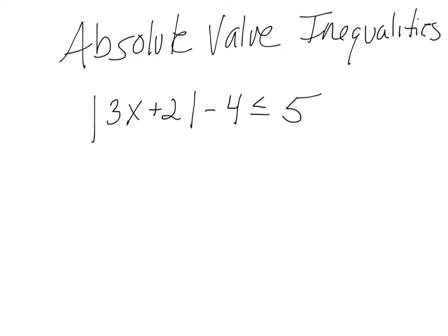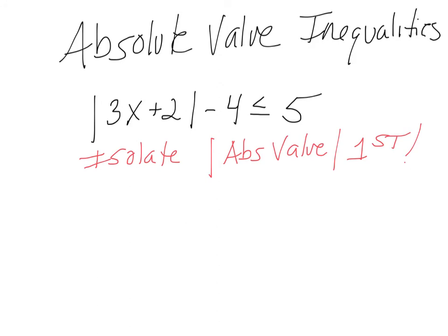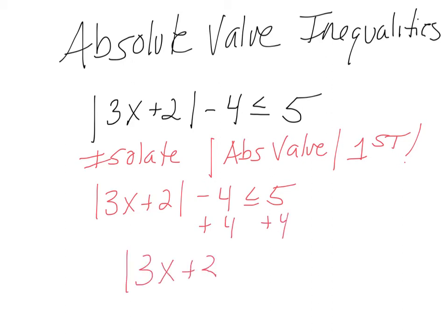Now the last type of problem we're going to be talking about are absolute value inequalities. So here I have the absolute value and I have the inequality. All we're going to be doing is taking the two sets of rules from absolute value equations and inequalities and putting them together. Now, one thing I want to note: before you solve an absolute value problem, isolate the absolute value. So in this case, before we do any type of solving, we want to isolate the absolute value itself, which in this case means add 4 to both sides. So now I have the absolute value of 3x plus 2 is less than or equal to 9.